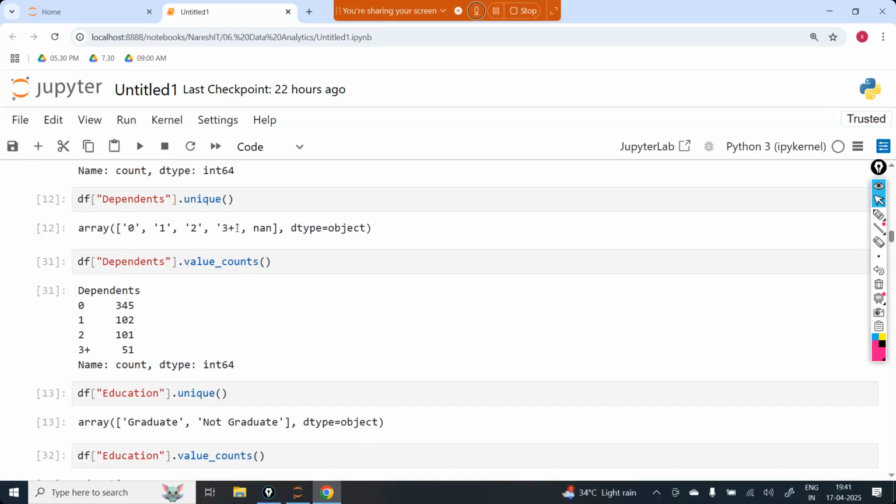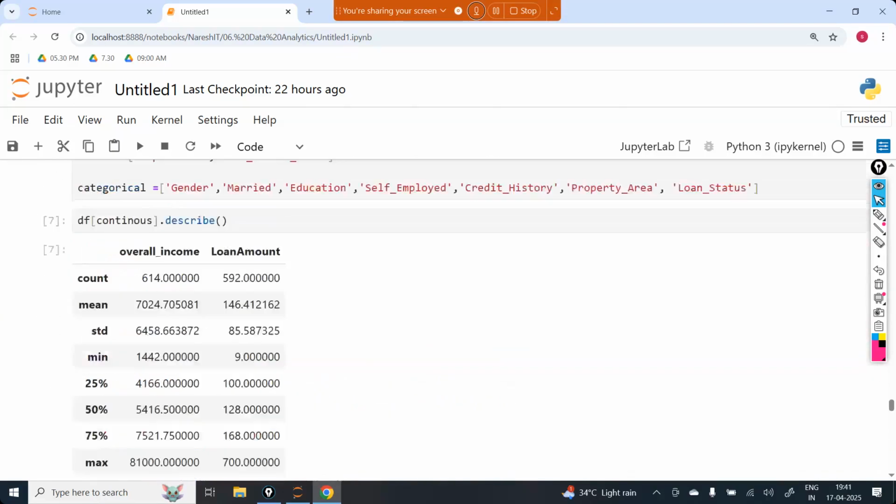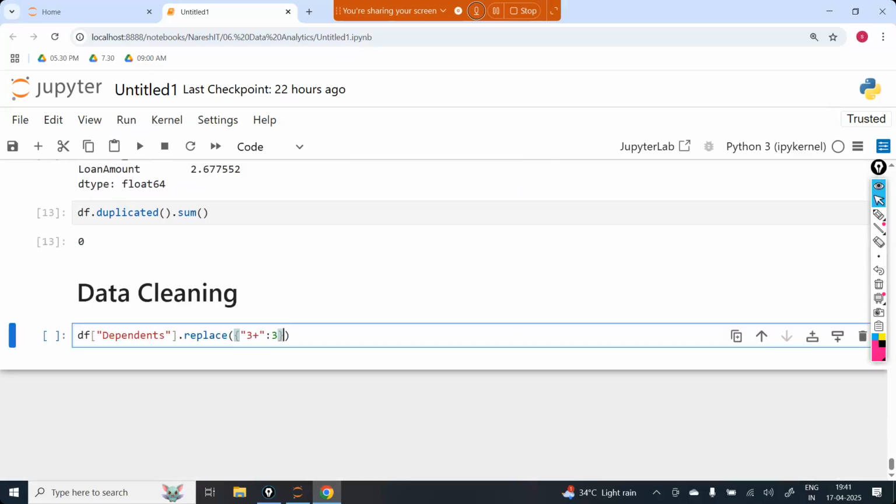So 3 plus means I can write even 4 also. But when I write the 4, 0, 1, 2, 4 will come. 3 will not come. So generally the number of dependents means 0 dependents, 1 dependent, 2 dependents and 3 dependents will be there. So here I have to consider this one as 3 dependents. So I'm going to try to replace this one as 3.